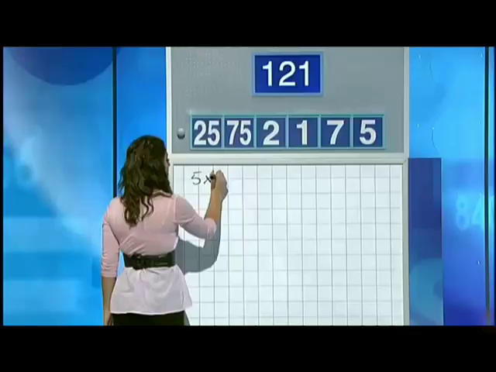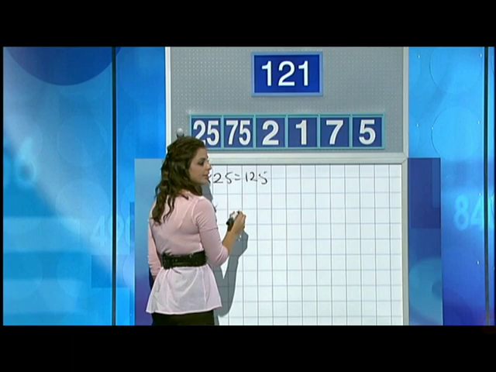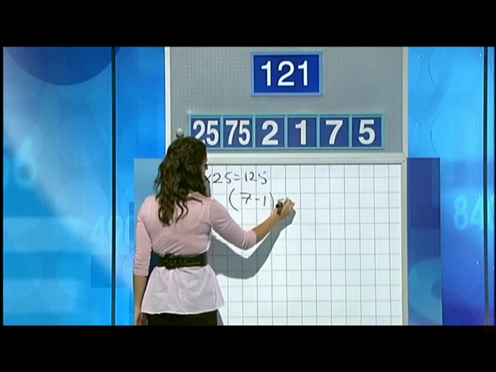5 times 25 is 125. And then separately, 7 minus 1 equals 6. Minus 2 equals 4. And subtract that from 125. 121. Very nicely done, Paula. Right on the target. Howard, was your method the same or different?